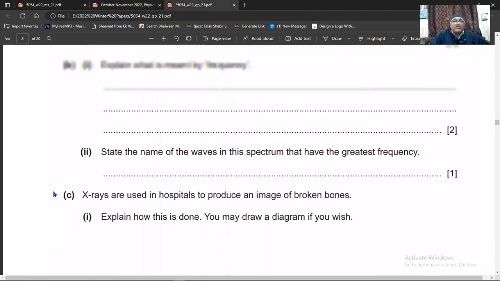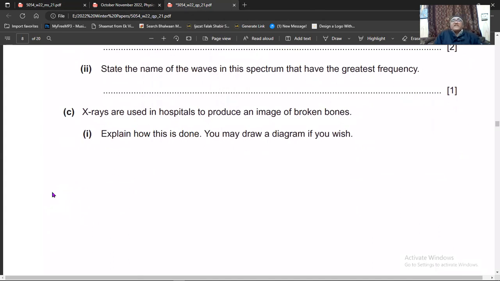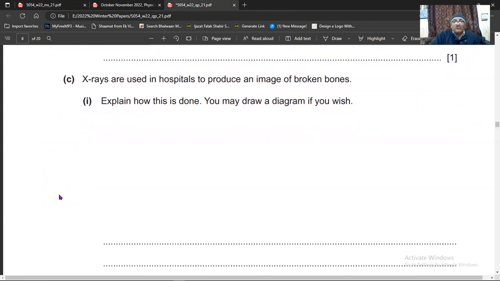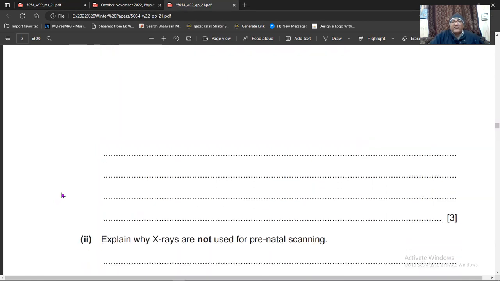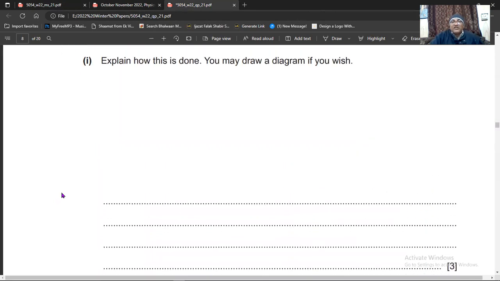Then the question number 4C, first part. He says X-rays are used in hospitals to produce an image of broken bones. Explain how this is done. You may draw a diagram if you wish. It's a 3 marks question, a very famous question. Okay, so what we do, we take an emitter of the X-rays, we take a detector of X-rays, normally a photographic film, and between the X-ray emitter and the detector, for example, if you want to take the X-ray of your hand, we place the hand between the detector and the X-rays emitter.